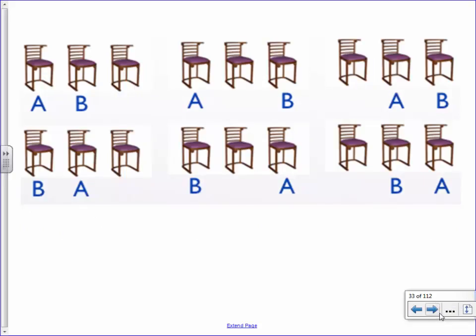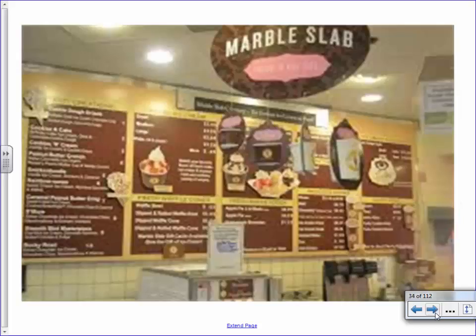I think I found this online just to show you the idea that you can flip around A and B. You could have this one be A and that one be B. This one could be A and that one B. Or flip all the way around. We talked about Marble Slab yesterday, didn't we? Or at least Subway, the idea of all the different combinations you could have. You could have chocolate and strawberry. You could have just chocolate. You could have strawberry and a waffle cone. When you start adding it up, the possibilities become fairly high.